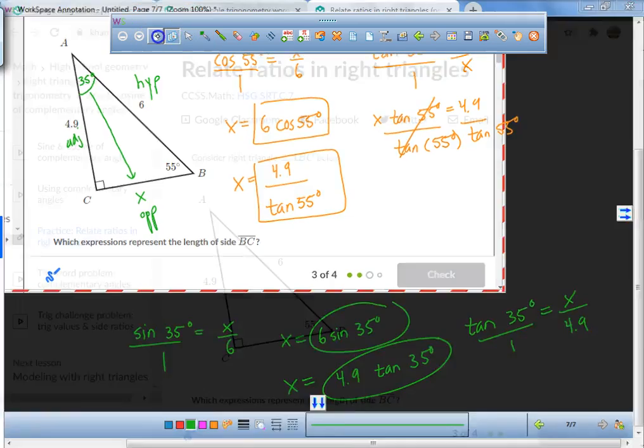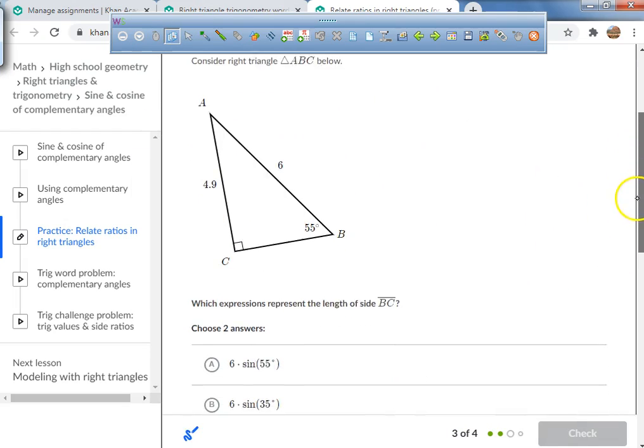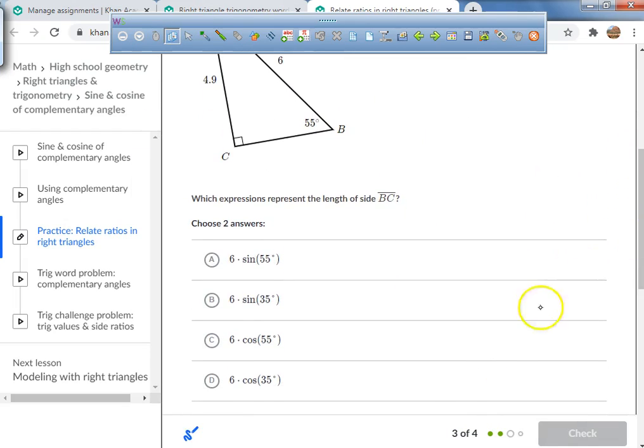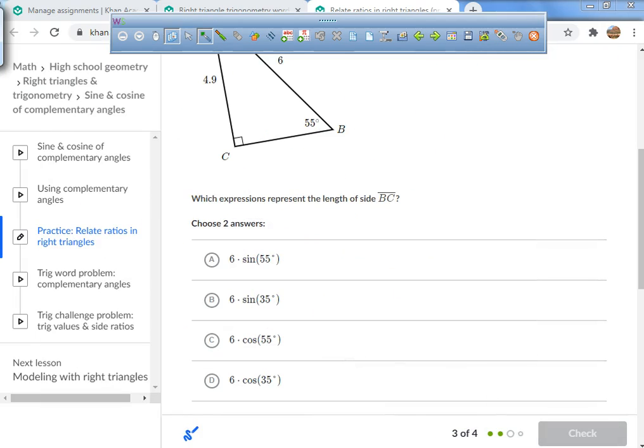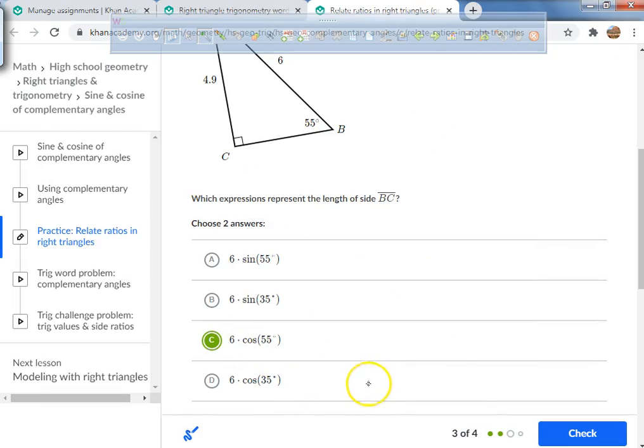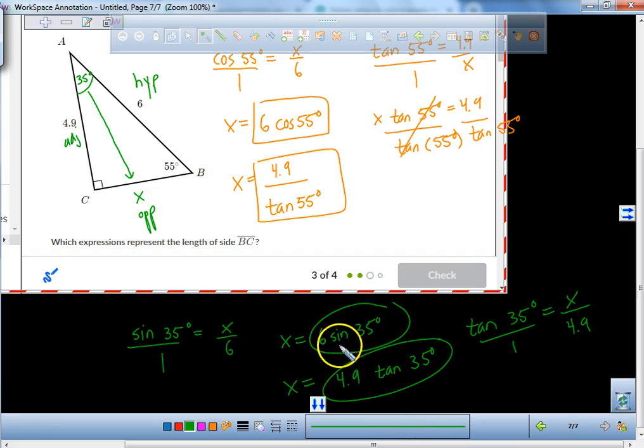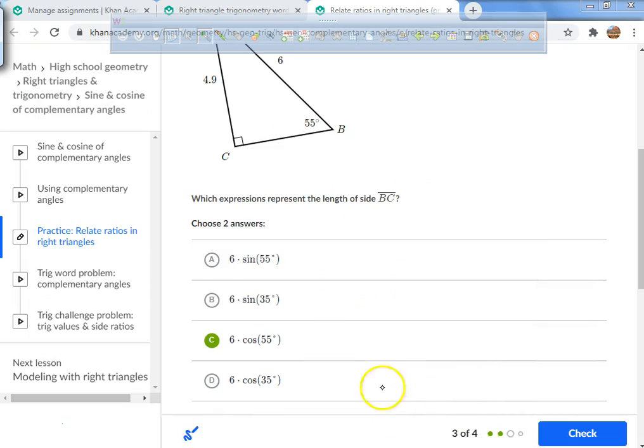All right? So I'm going to go over here. I'm going to scroll down. Take a look. So I have 6 cosine 55. So there's 6 cosine 55. All right? And then the complementary one would be 6 sine 35. So there's my 6 sine 35. So you'll see that if one's 35, one would be 55. These will always be complementary.